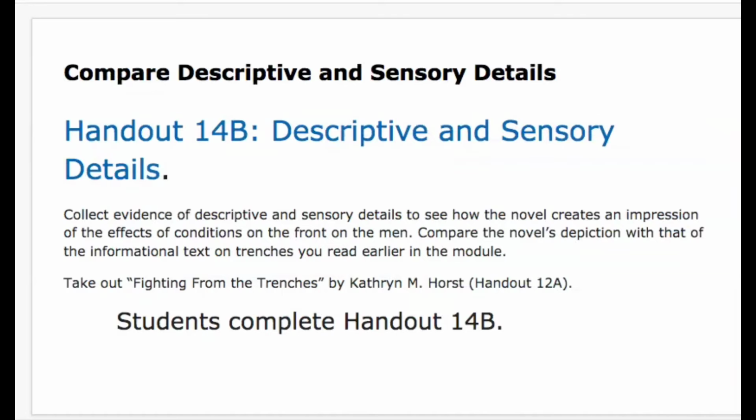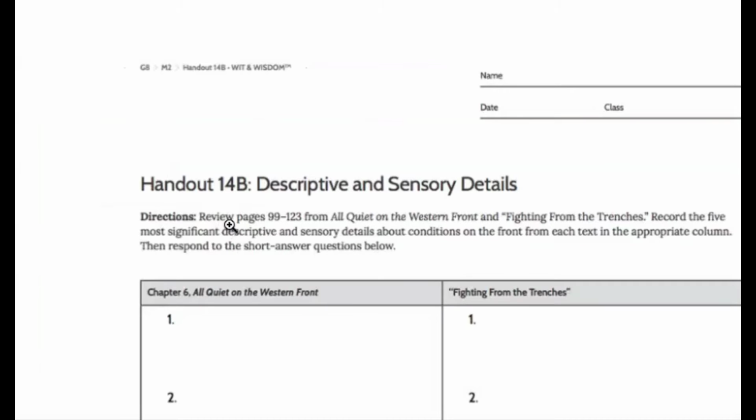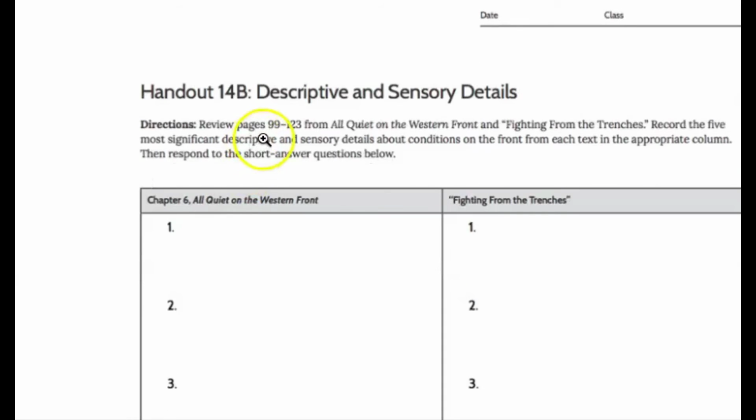Let's take a look at handout 14B, where we're going to be looking at descriptive and sensory details. So here you're going to review pages 99 through 123 and the article Fighting from the Trenches. We've read this before. And you're going to record 5 most significant descriptive and sensory details about the conditions of the front from each of the texts.